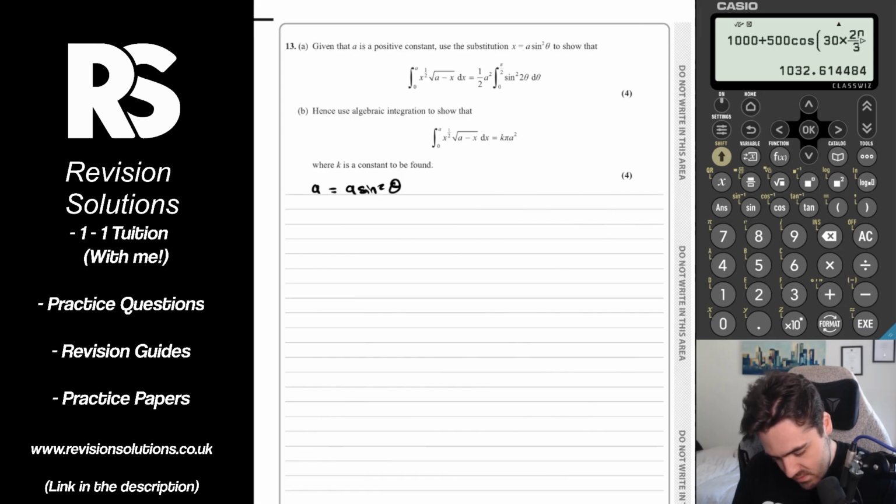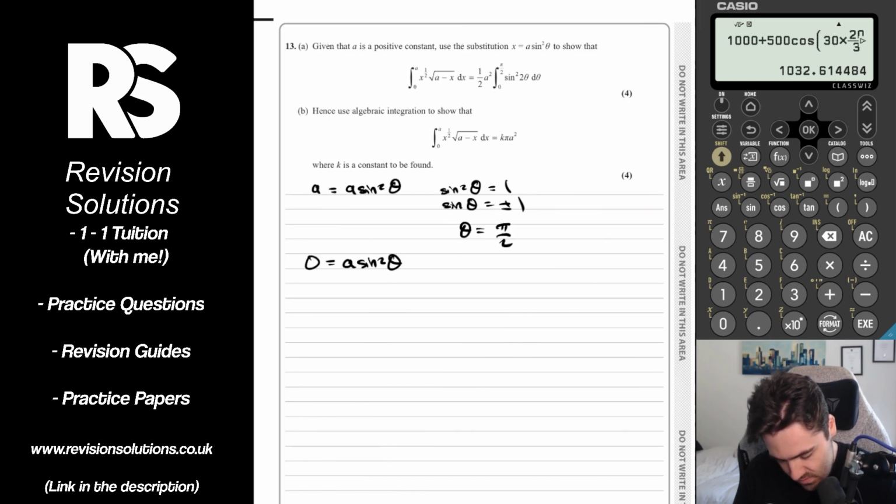So then sine squared theta would equal 1. So sine theta would be plus or minus 1. And one of those solutions is pi on 2. So we'll just take the pi on 2, as that's what it says. Then repeating the process, we'd have 0 equals a sine squared theta. So we get sine squared theta equals 0, which is going to just lead to theta equals 0 once we go through the same process. So we've confirmed the limits check out.